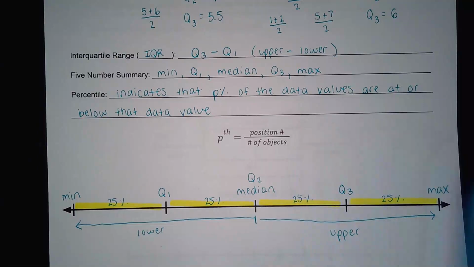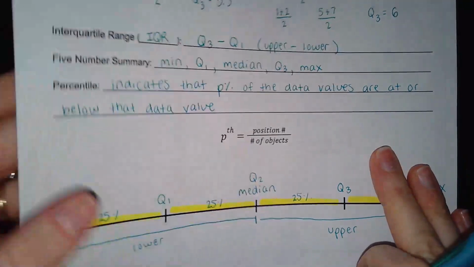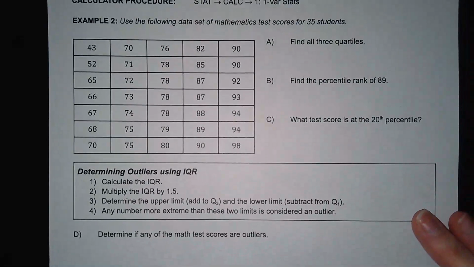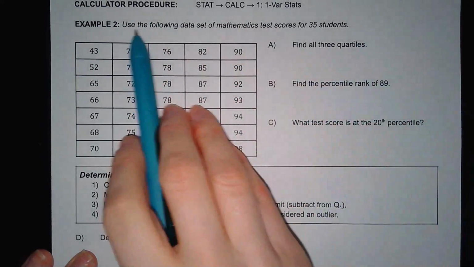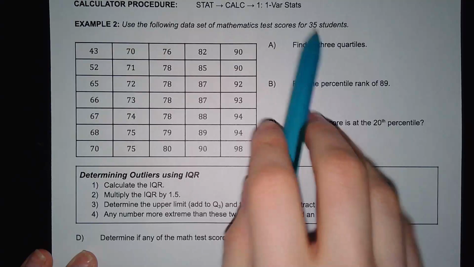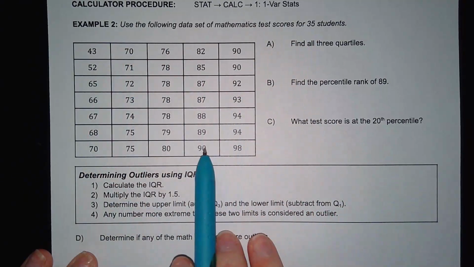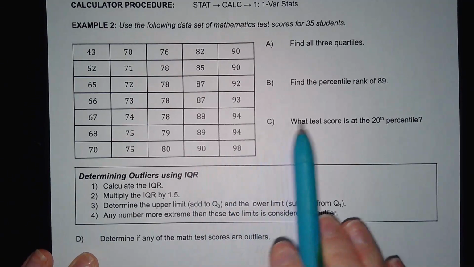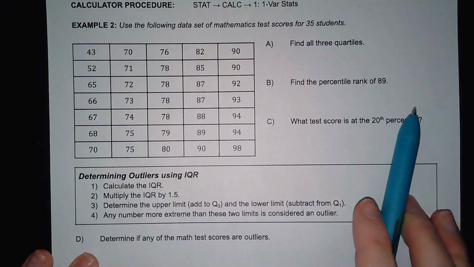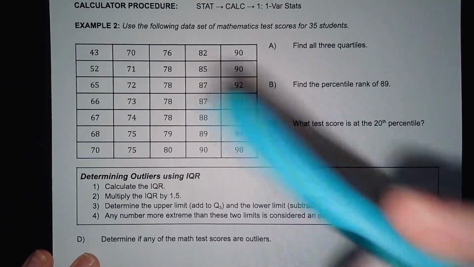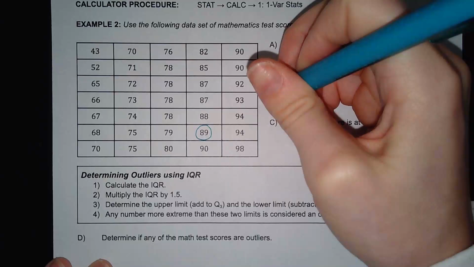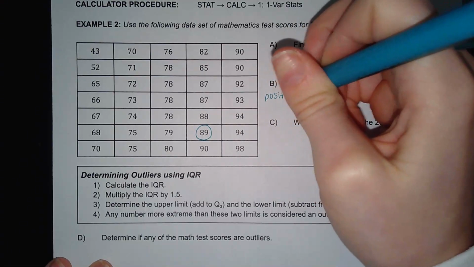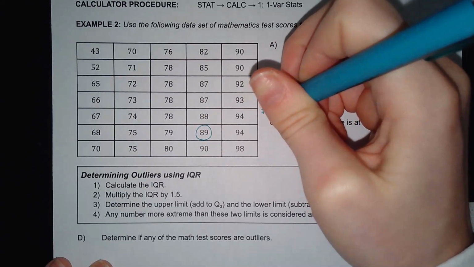So if you flip, we're going to take a look at example 2, but really just parts B and C for this. We'll come back in the next lesson and do the rest of this. In example 2, the data set is math test scores for 35 students. So we have 35 students, these are the scores they got on their math test. We're asked to find the percentile rank for the score of 89. So here's our score of 89. To find our percentile rank, we are going to do the position divided by the number of values.